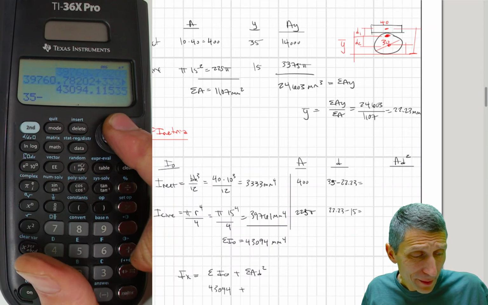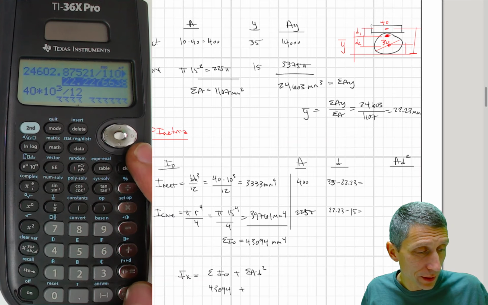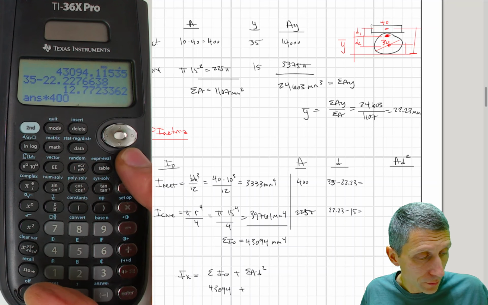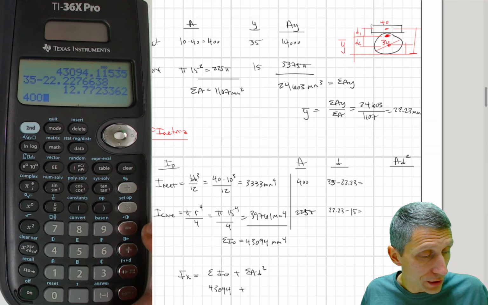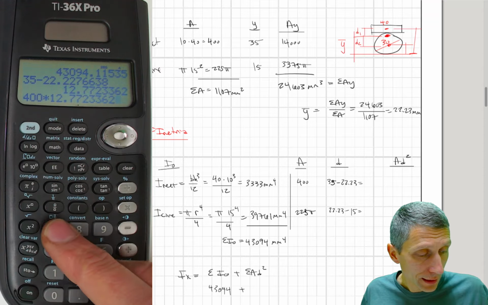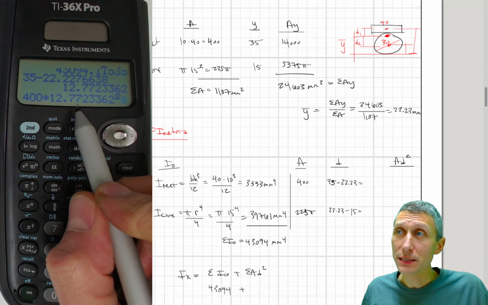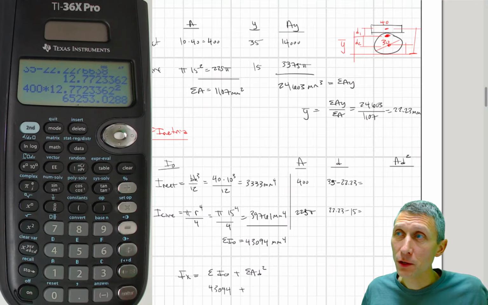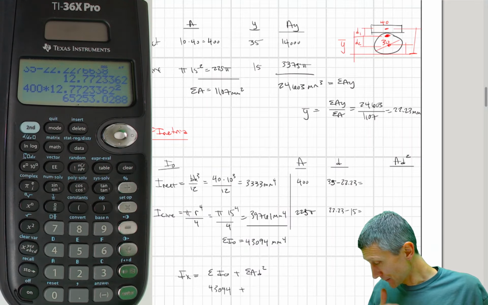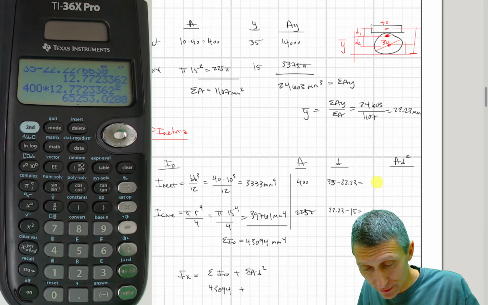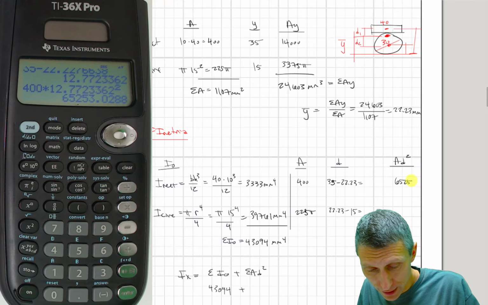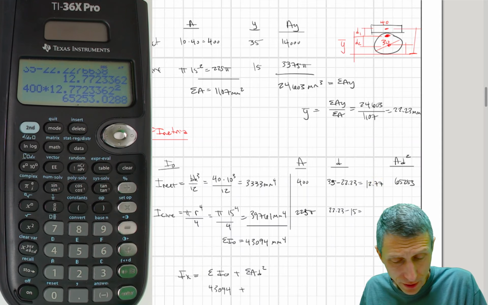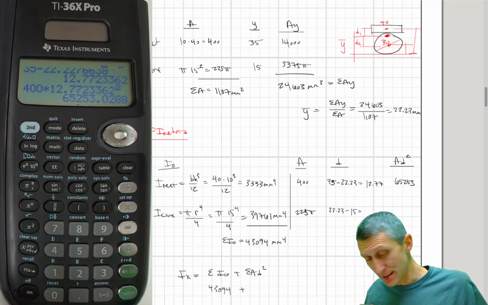So 35 minus, I'm going to go all the way back up and get my 22.23. Okay, and then I'm going to multiply that times 400. Actually, what I'm going to do is I'll start over. I'll say 400 times this value, and that value needs to be squared because it's an A times D squared term. So what do I get? I get 65,253. Okay, let's go with it. 65,253, and what was my value here? It's 12.77.